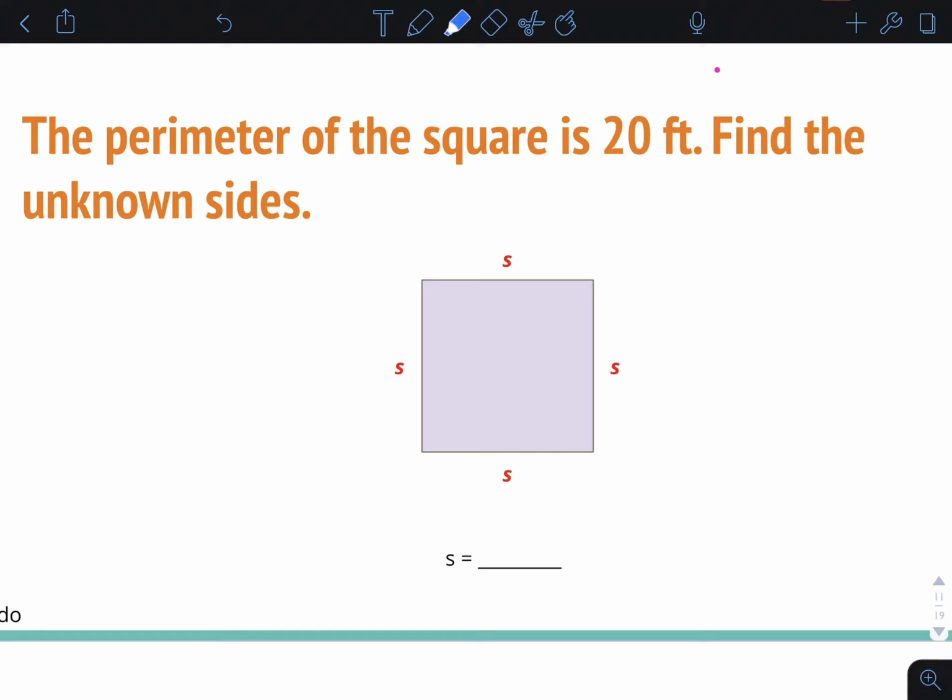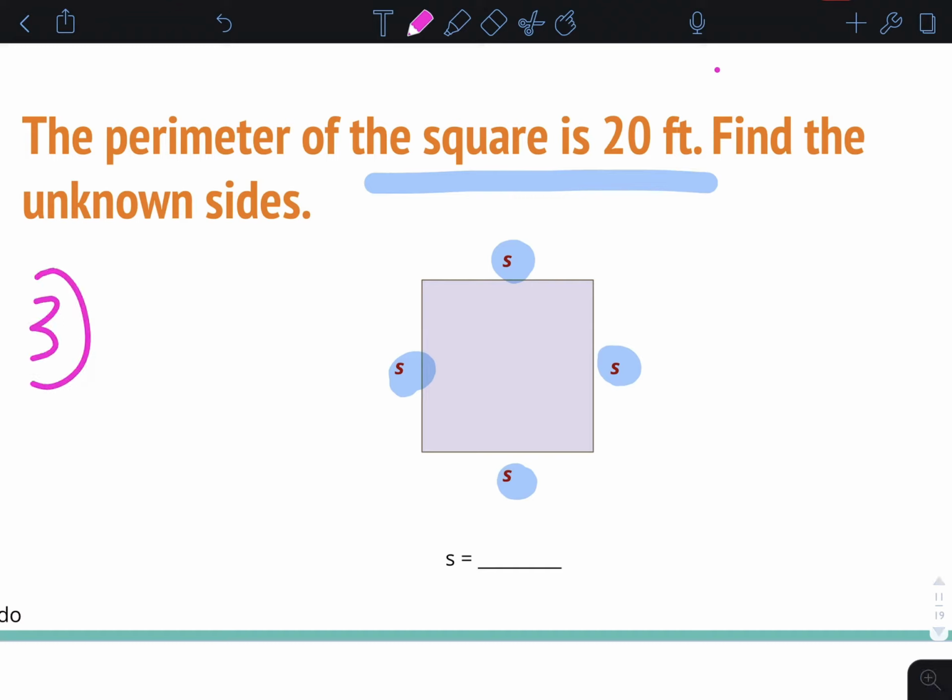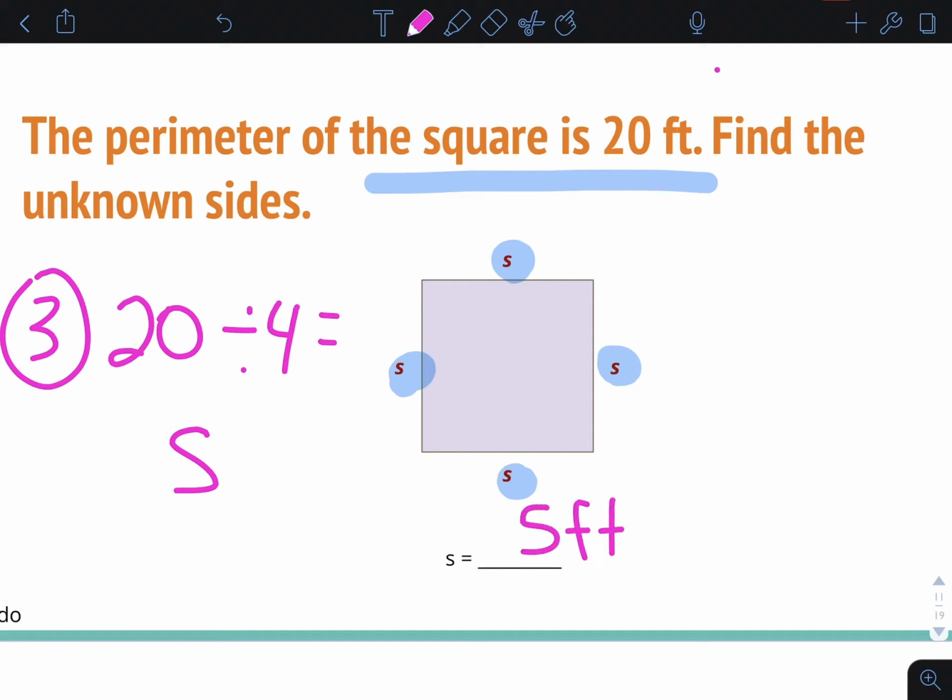This problem says the perimeter of the square is 20 feet. Find the unknown sides. Well, there are 1, 2, 3, 4 missing sides. There's nothing to subtract, so you're just going to take, this would be step number 3, 20 divided by the number of missing sides, which is 4, which means each of those is 5. My S looks like a 5, but each is 5 feet.